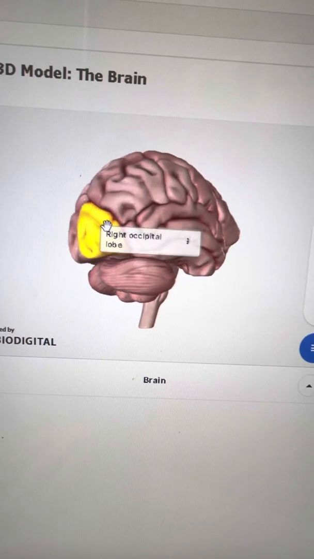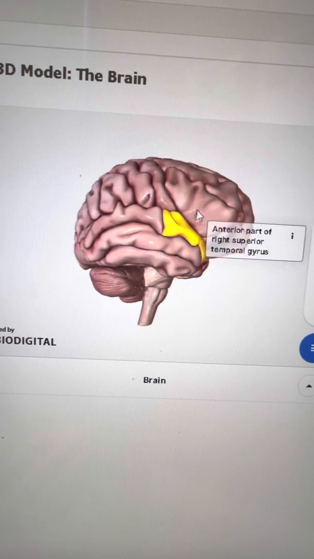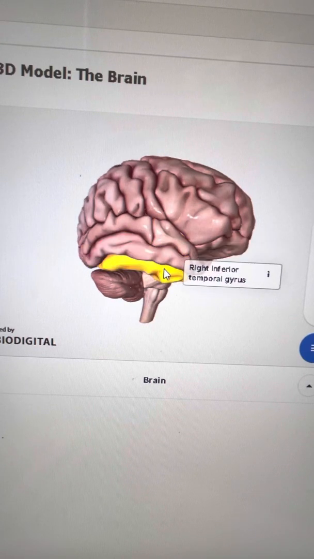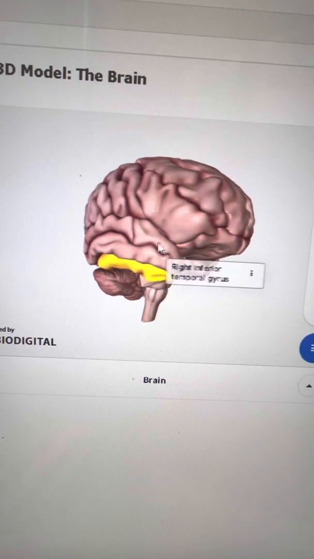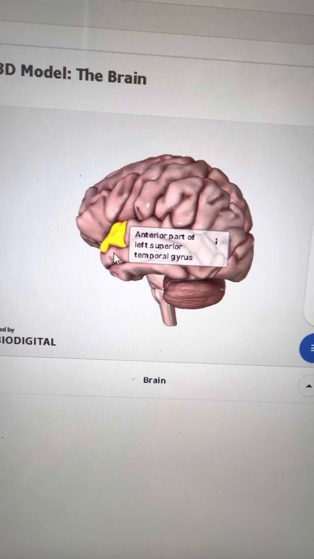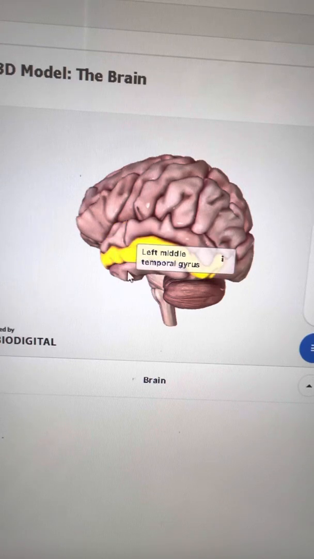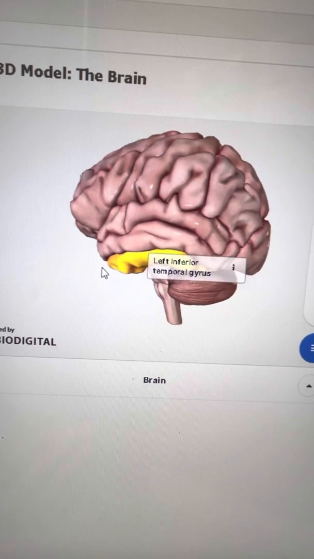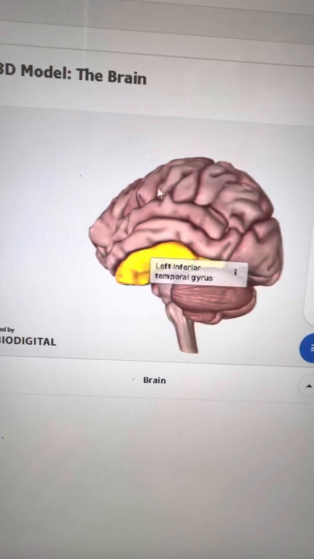Now we're going to move forward a little bit more. The temporal lobes, these lobes right in here: right middle temporal gyrus, right inferior temporal gyrus, and there's also a left side here. Left superior temporal gyrus, middle temporal gyrus, and inferior temporal gyrus. The temporal lobe processes memories, integrating them with the sensations of taste, sound, sight, and touch. Now, those are the four lobes that have bilateral sides.